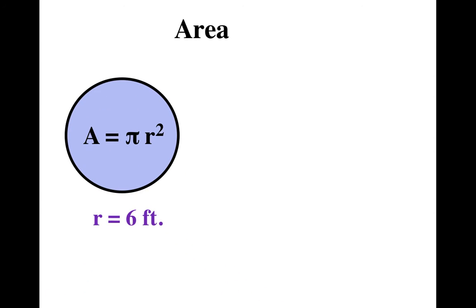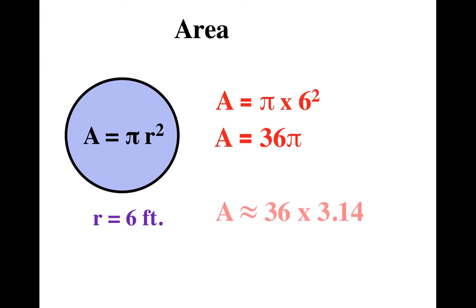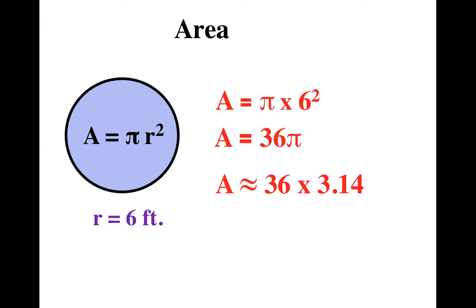All right, so if I give you the radius is 6 feet, see if you can figure it out. Okay, I'm back. Did you get 36 pi? Did you multiply by 3.14? Did you get 113.04 feet squared? That would be the answer. All right.